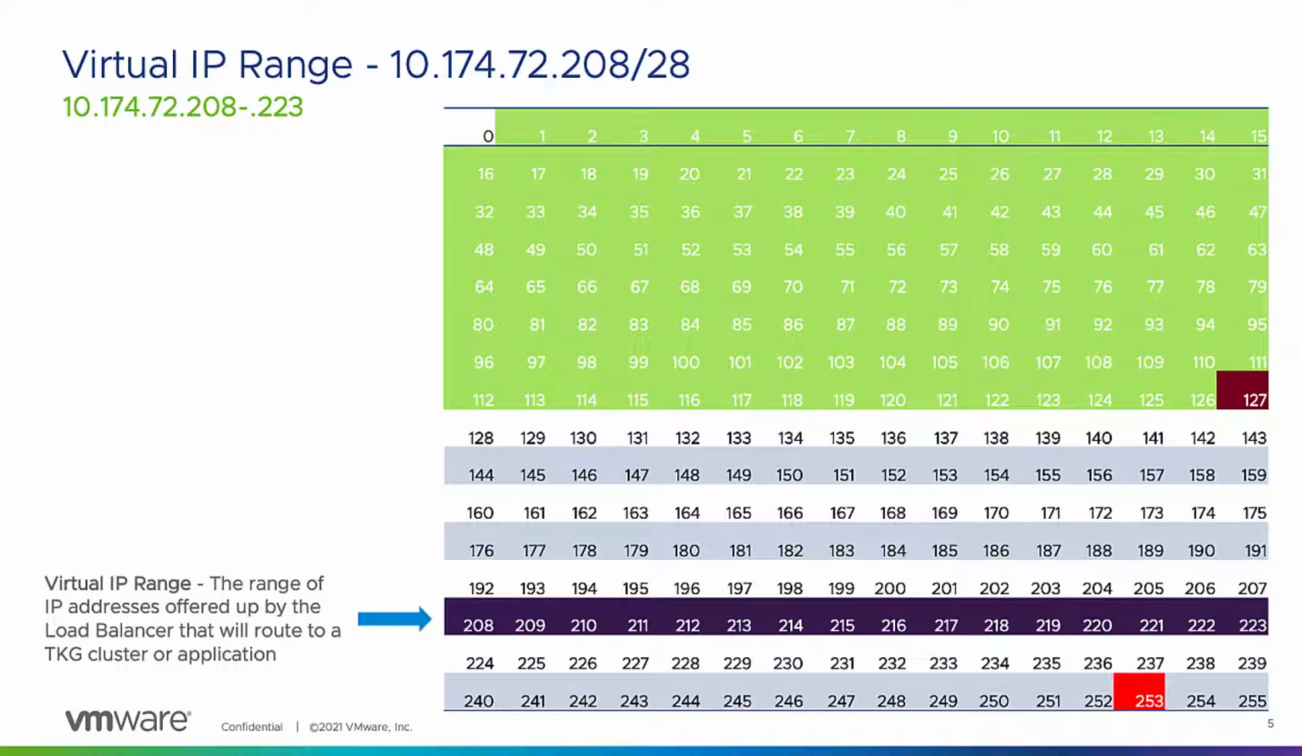Next up, we're going to create the virtual IP range. This is a range of IP addresses offered up by the load balancer that will be used to route to a TKG cluster or application. In this case, we're using 10.174.72.208 through .223. This corresponds with the 10.174.72.208/28 CIDR range.